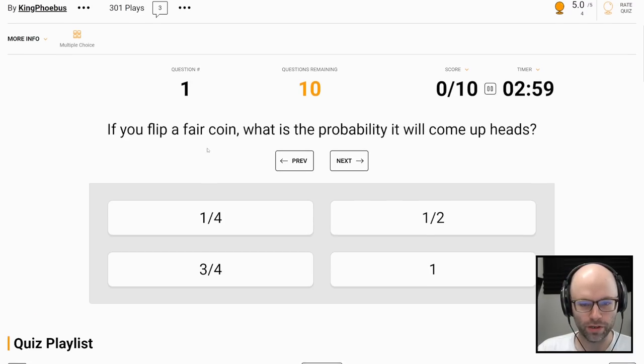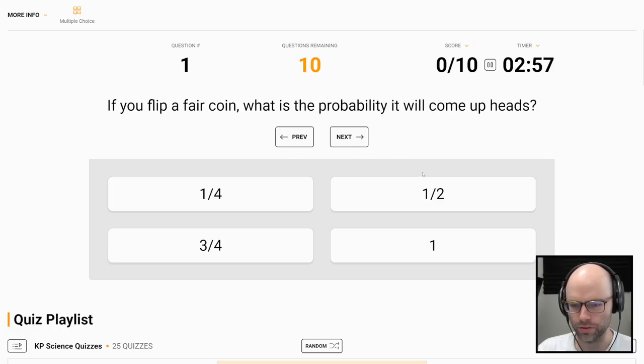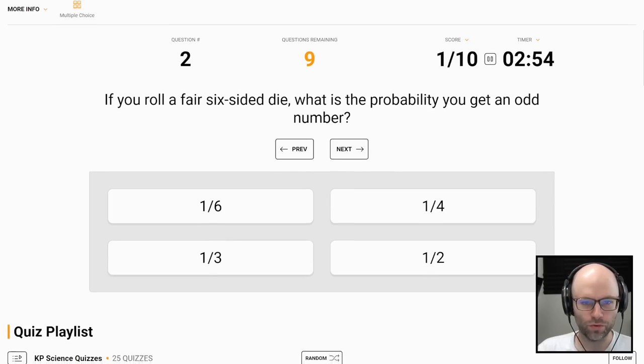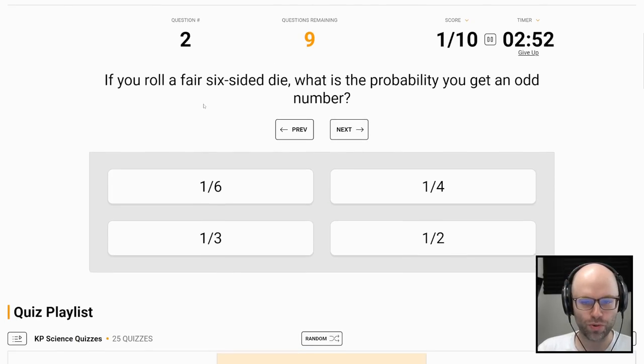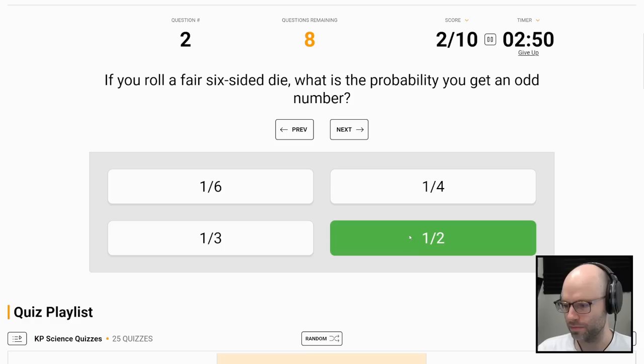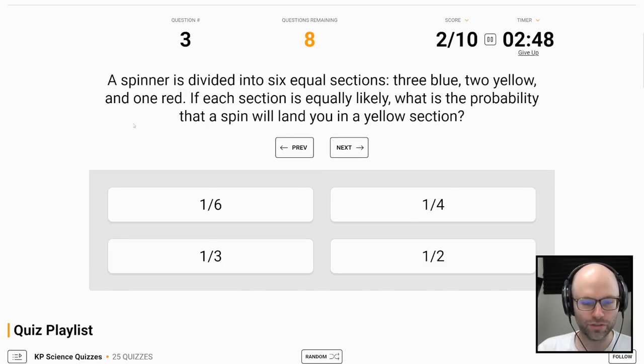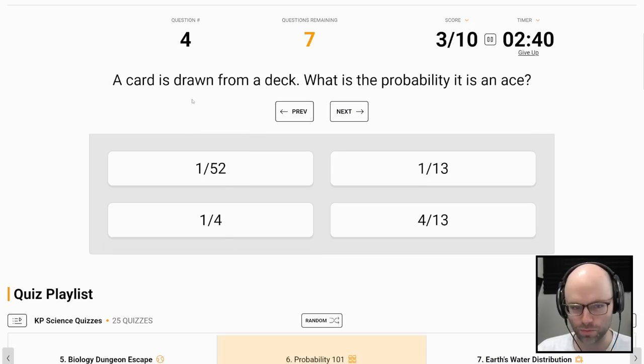If you flip a fair coin, what are the odds it comes up heads? 1 in 2. If you roll a fair six-sided dice, what's the probability you get an odd number? 1 in 2. Come on. A spinner is divided into 6 equal sections. 3 blue, 2 yellow, 1 red. What are the odds you land on a yellow section? That's 1 in 3. See, this is more like it.